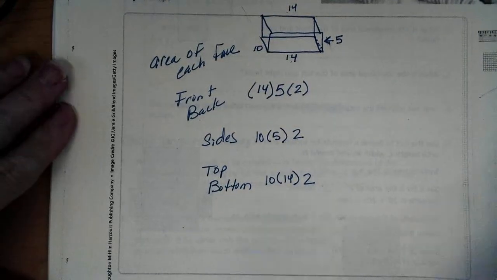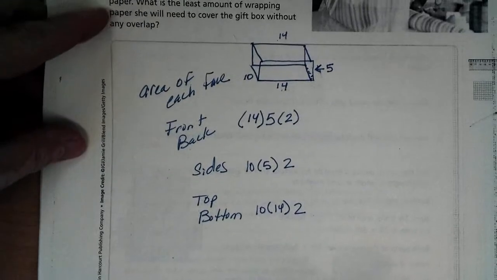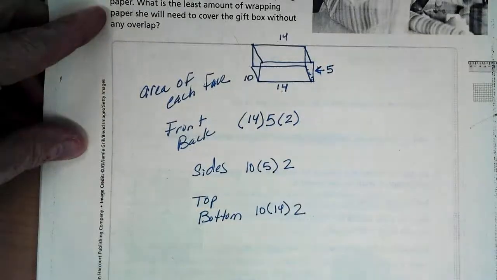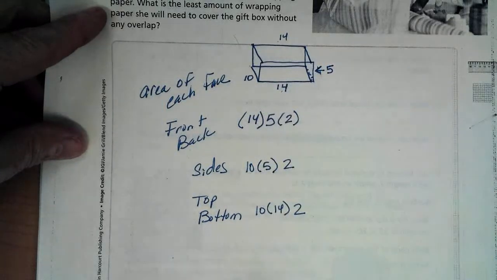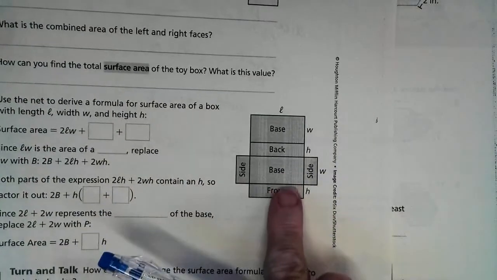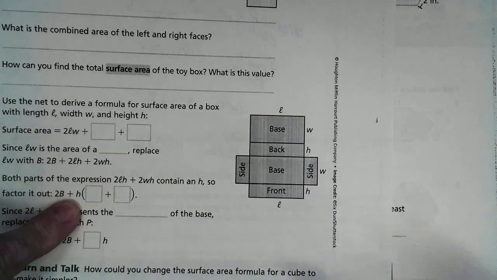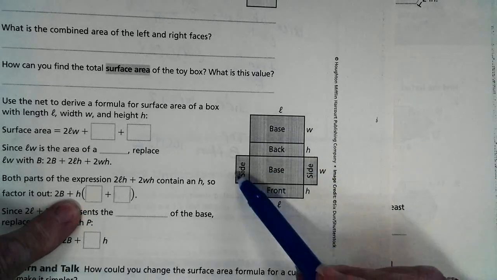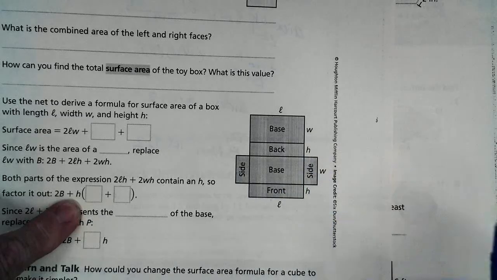Okay? So I'm not done yet, but I want to show you something. If I took that box and I cut it at its edges, it would give me a net that looks like this. So bases, front, back, and there's my sides. They call the top and bottom bases. I call it top and bottom. Okay? So that's a net.